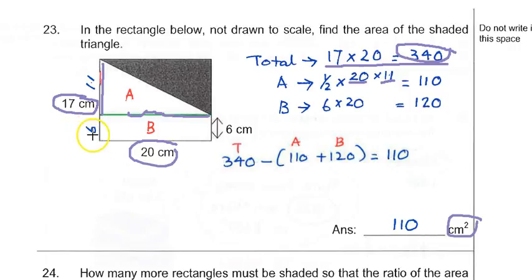How do you know this is 6? Over here is 6. Okay, so you found this area and found this area. The bottom area B is 6 times 20 only, no half because it's a rectangle. So you have 340 minus this, right? Total minus A minus B gives you 110. Remember to write down your unit. Next.